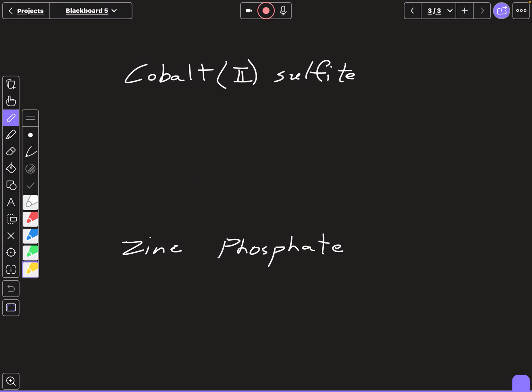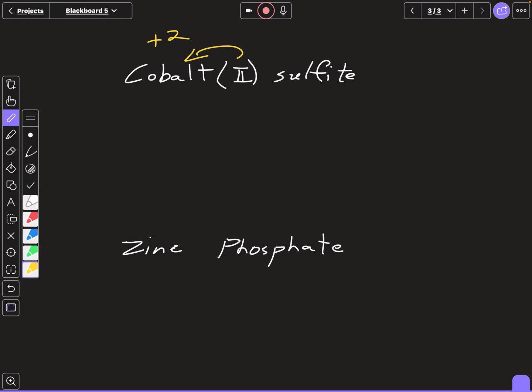Now let's look at writing formulas. Well, this first example, cobalt(II) sulfite. First, again, I always want to look at the first element, see if it's a metal or non-metal. It is a metal, so I'm going to use the rules for writing formulas for ionic compounds. And this 2 here, what does that tell me? Well, it's telling me the oxidation number of the metal, and metals always have positive oxidation numbers. It's telling me it's a positive 2.